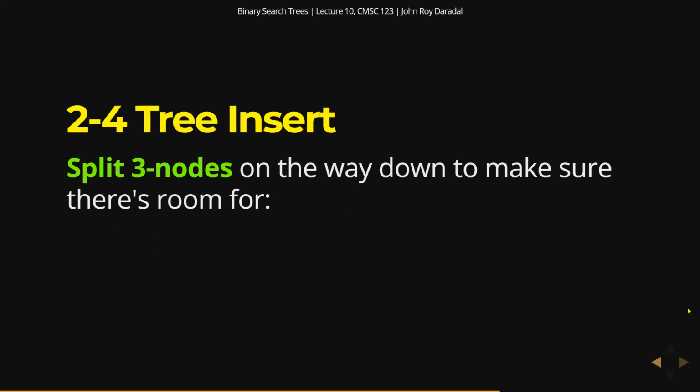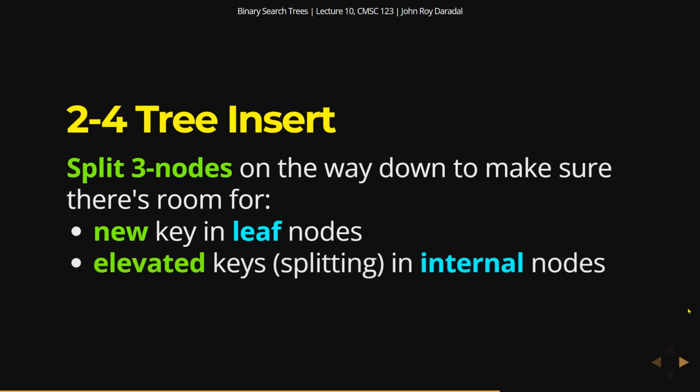So again, on insertion, whenever we encounter 3 nodes, we split them on the way down to make sure that there's room for either the new key to insert into if it's a leaf node, or if it's an internal node, we make sure that there is enough room for the elevated key when we split, whenever we encounter something at the next level. Okay, so that's the reason for splitting the 3 nodes: to make sure that there's room for the new key at the leaf, or when we want to elevate during splitting in internal nodes. Okay, so that is 2-4-3 insertion.